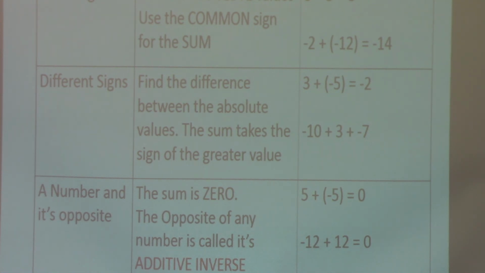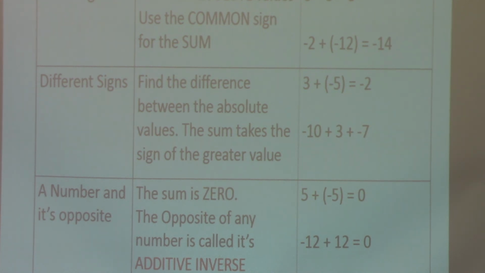When we're adding integers with the same and different signs: if the signs are the same, you're just adding the absolute values and you're using the common sign. So 3 plus 5, the absolute value is 3, the absolute value is 5, 3 plus 5 is 8. They're both positive, the common sign is positive, so 3 plus 5 is 8. A complicated way of just saying 3 plus 5 is 8.